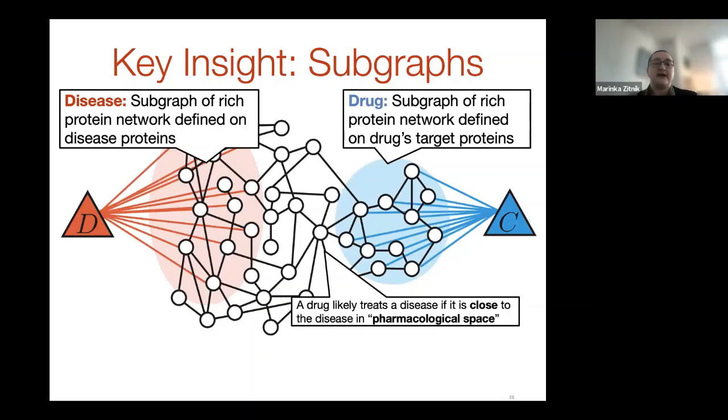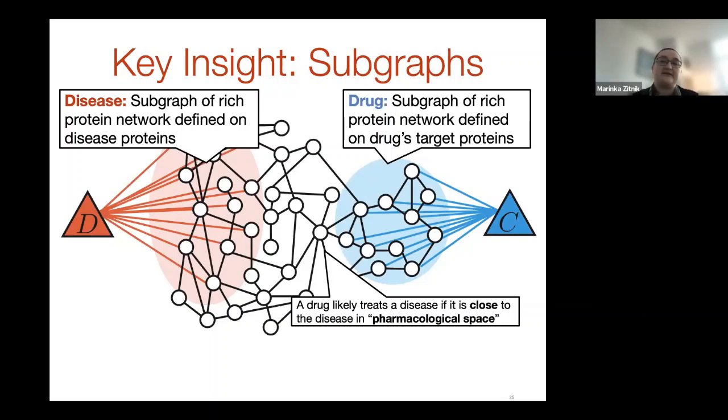So the key insight for doing that is actually subgraph-based representation. The way we think of drugs and diseases is not by simple nodes in our bipartite graph, but really the way they are represented by subgraphs.